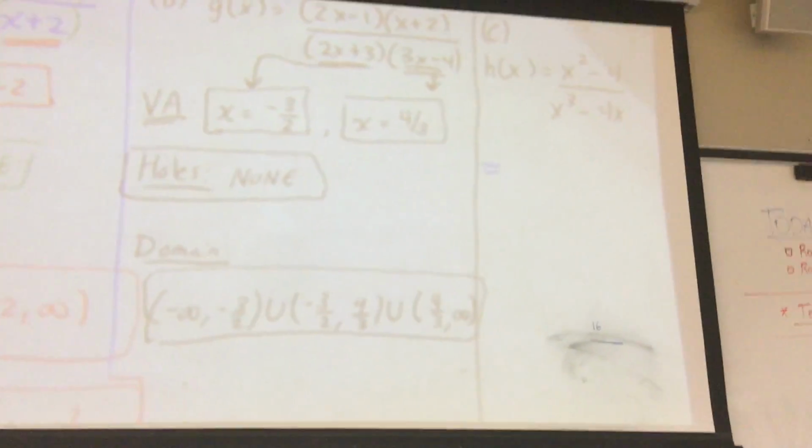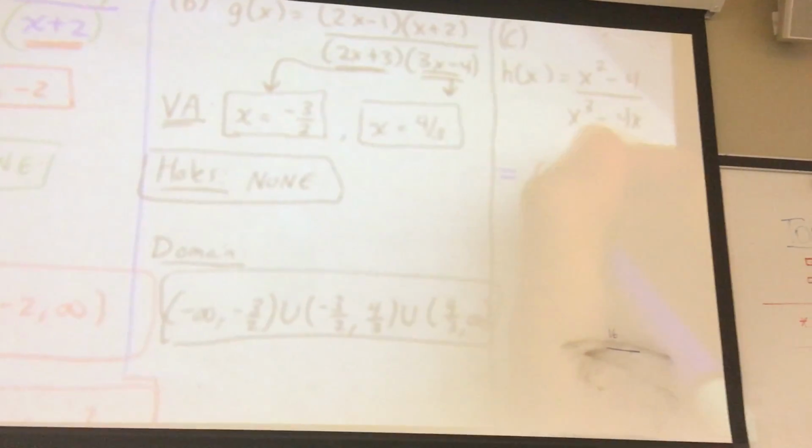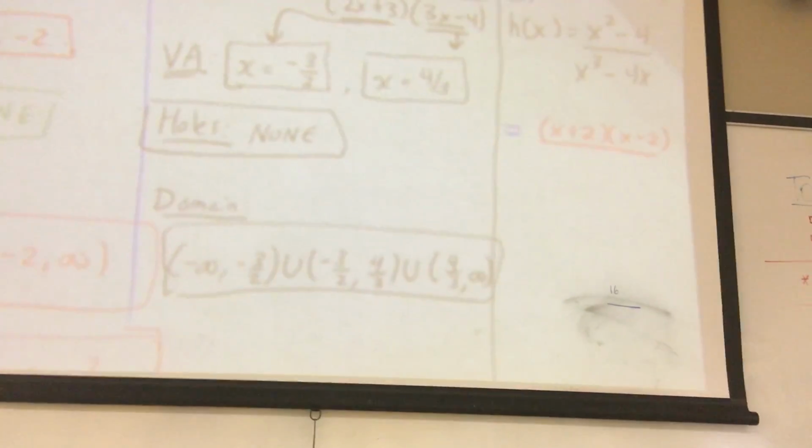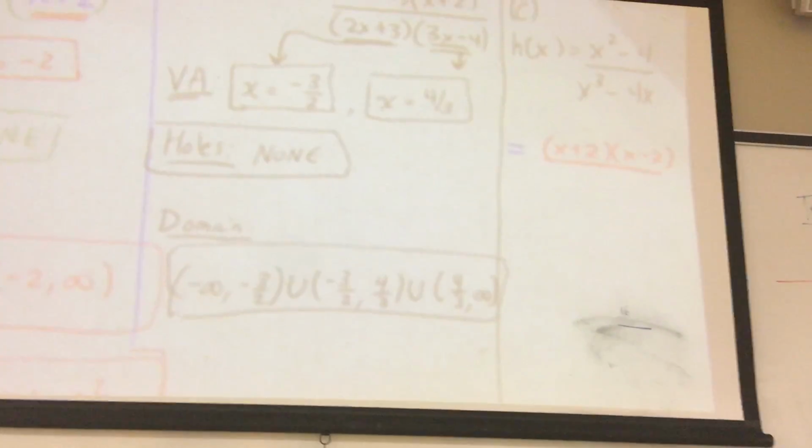That's a difference of squares, right? x plus 2, x minus 2. Most people get that one right. Good job. The denominator, though, a lot of people forget how to handle this. You need to factor out your GCF.